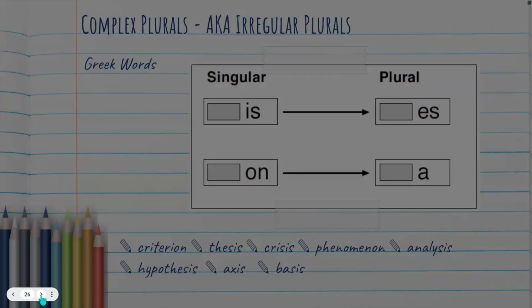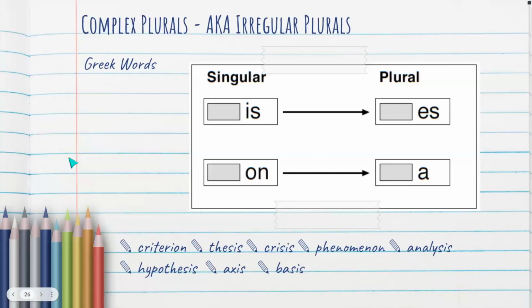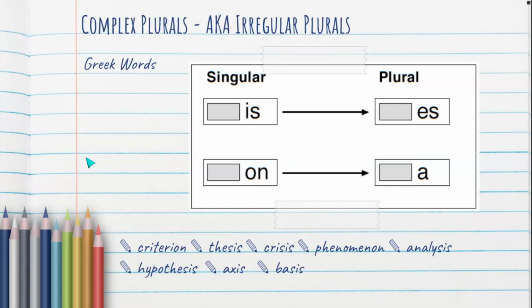When you have words that are coming from a Greek background, origin, from IS, we go to ES, and ON becomes an A. So phenomenon becomes phenomena, analysis, analyses, basis, bases, axis, axes, hypothesis, hypotheses.